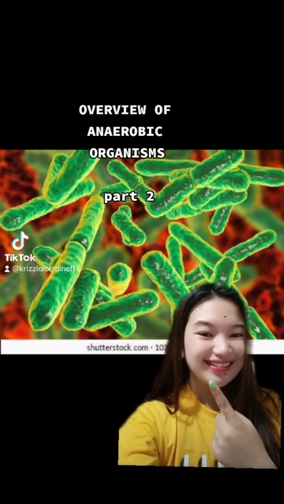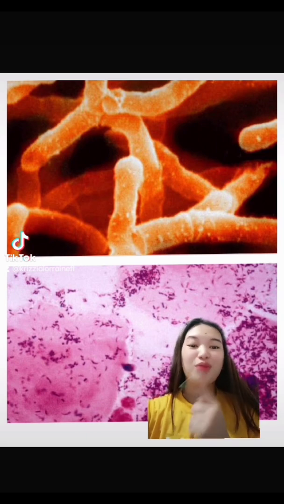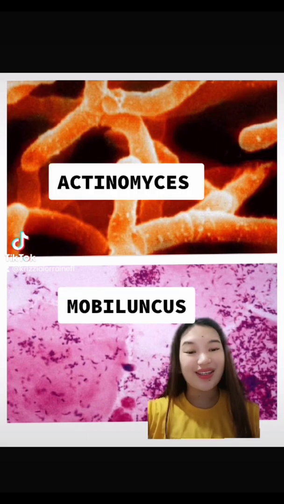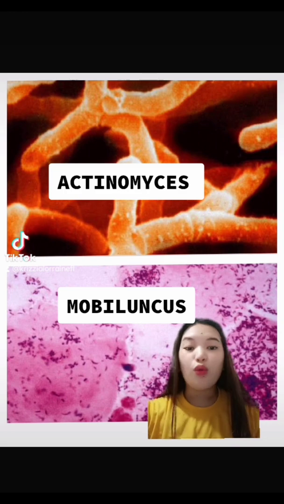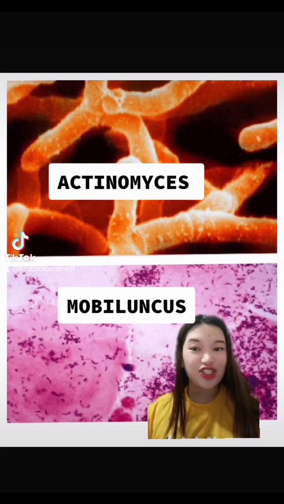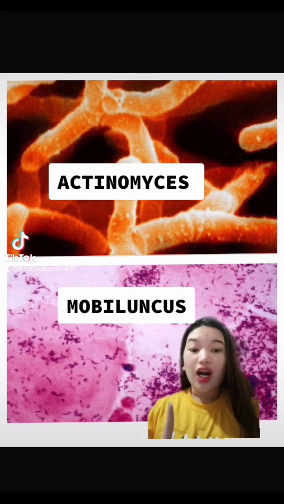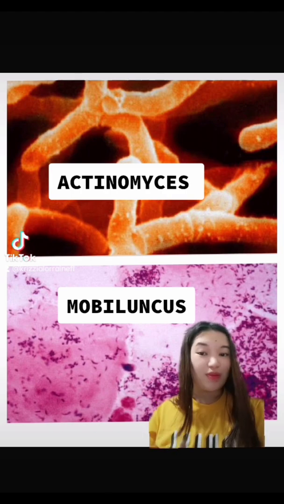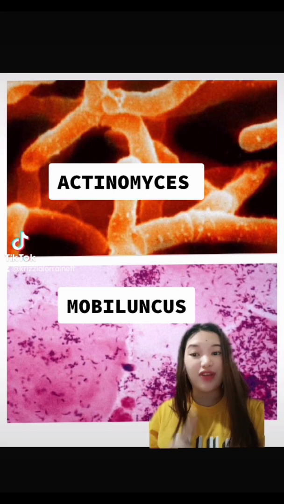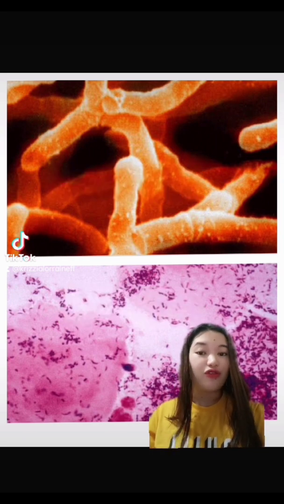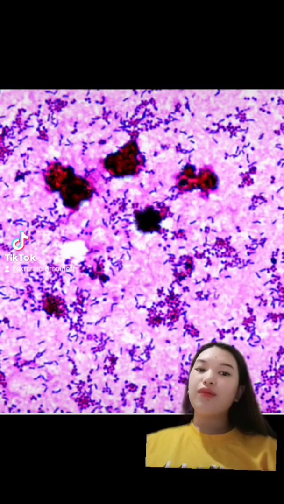Overview of anaerobic organisms, Part 2. These organisms are Actinomyces and Mobiluncus. Actinomyces are anaerobic and aerotolerant, while Mobiluncus are strictly anaerobic. These species show non-acid-fast, gram-positive, pleomorphic branching rods or coccobacilli. This is a cause of bacterial vaginosis and is usually diagnosed on gram staining of vaginal secretions by observation of gram-variable curved rods with tapered ends.